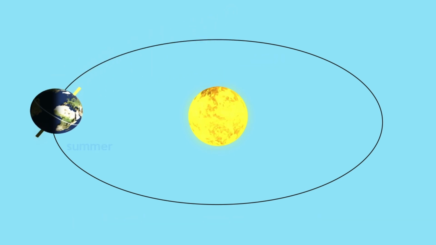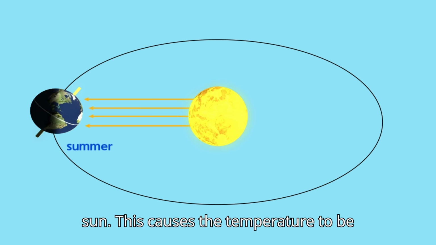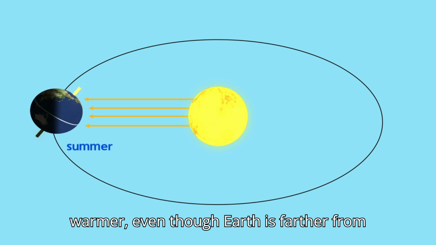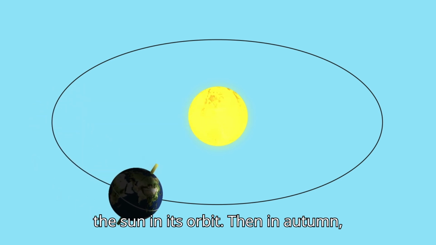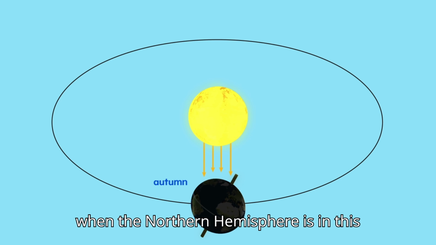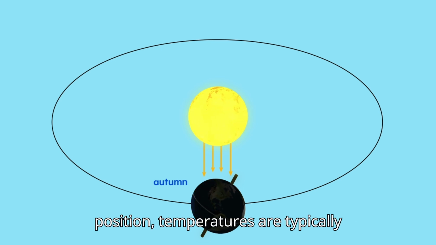In the summer, the northern hemisphere is tilted toward the sun. This causes the temperature to be warmer, even though Earth is farther from the sun in its orbit. Then in autumn, when the northern hemisphere is in this position, temperatures are typically mild.